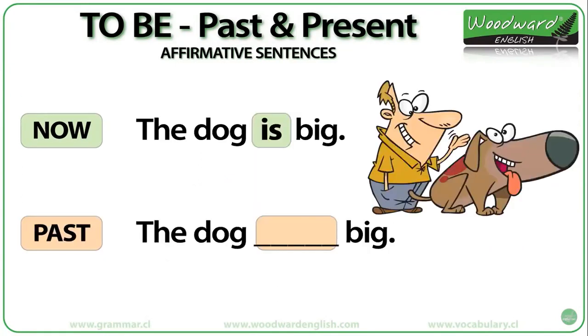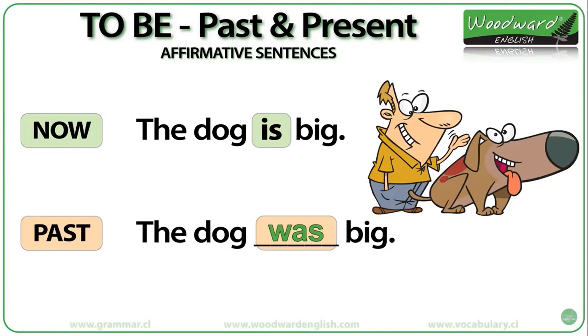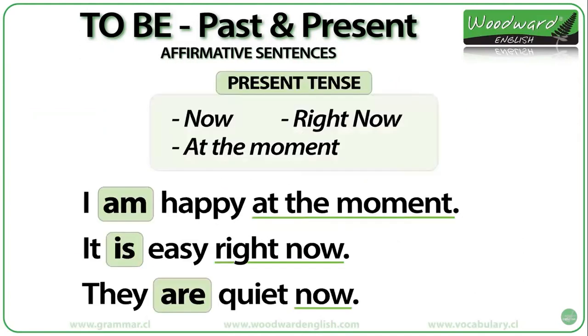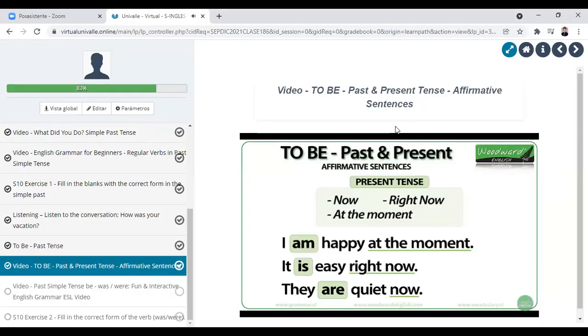The dog is big. The dog was big. We use was because the dog is it. It was big. With to be in the present tense, we can use time expressions such as now, right now, and at the moment. For example, I am happy at the moment. It is easy right now. They are quiet.